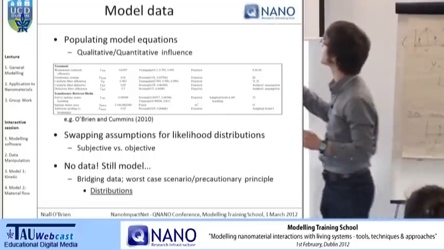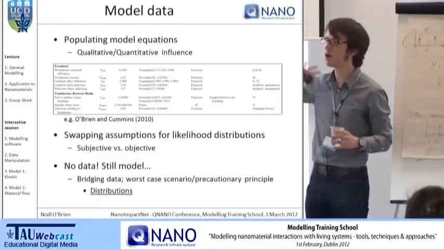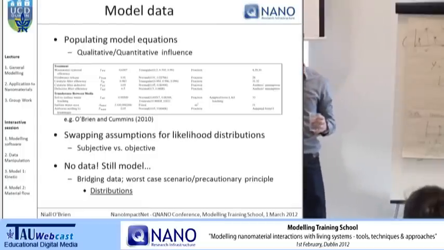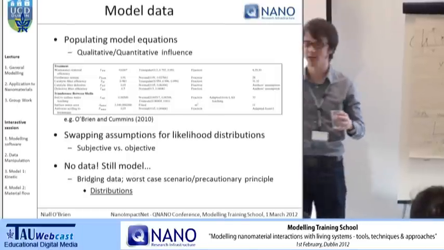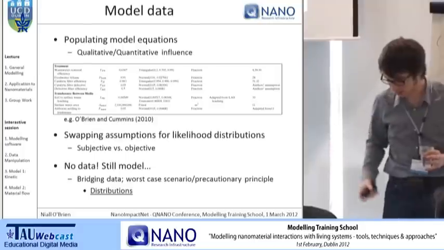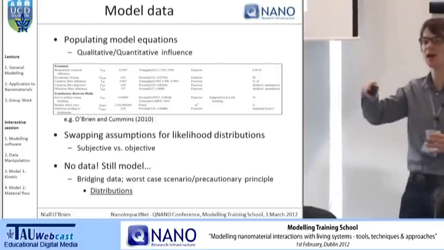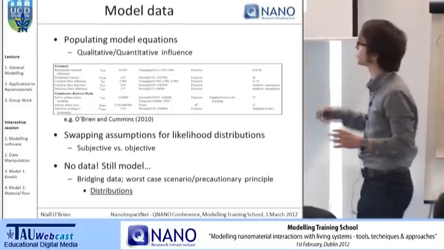We can apply a worst case precautionary principle scenario. So we say, okay, in the worst case, all of it goes through wastewater treatment. In the worst case, none of it sediments to the bottom, and none of it aggregates, things like this. Even if we have no data, we can look at the worst case scenario, and then go back and see how much this influences our end result. And if it's high influence, and there's a lot of uncertainty, we need to look further into this.